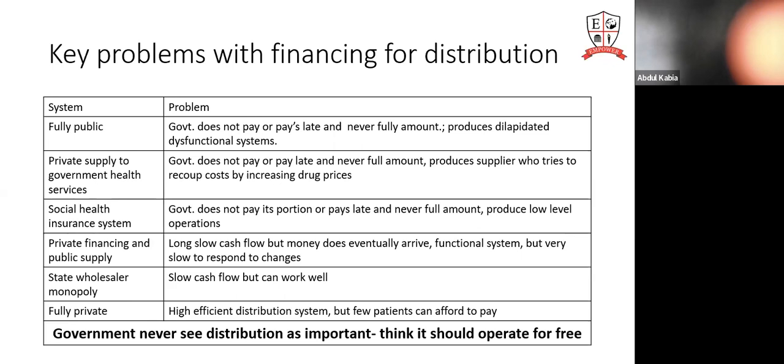And if it is fully public, what will happen? They will not give you the full amount. You want to distribute at a certain point in time because you want to achieve the public health goal, but you will not, because the money is just not available. They will not pay, or they'll give it to you late. This is because government never sees distribution as important. They just think items will come and go for free. So this is the kind of thinking we need to advocate against. We need to make sure in all public health meetings, we belong and talk about distribution. Bring facts, let people know these are the issues we have. Next slide.